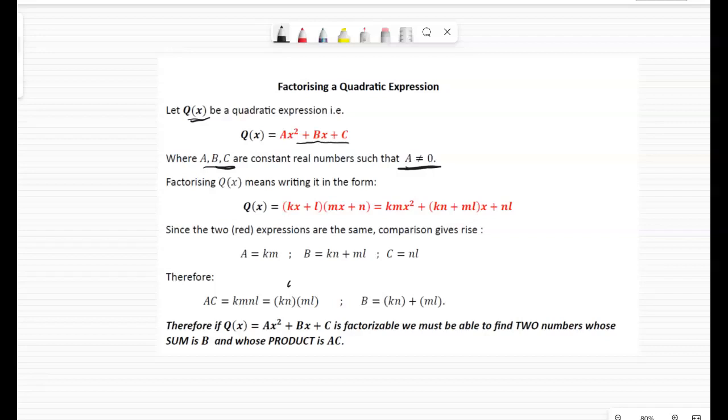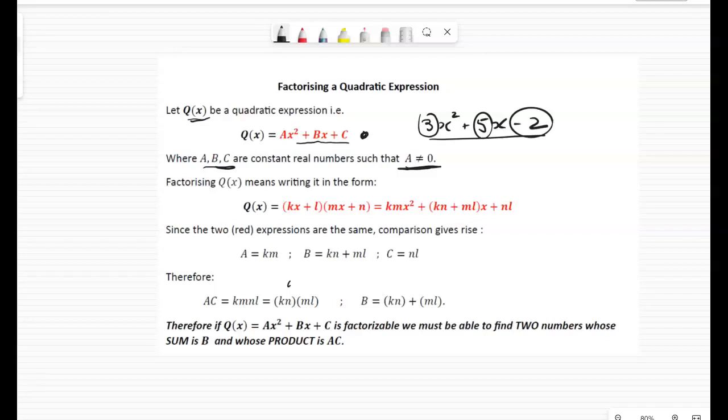Now, the restriction that a is different from 0 is important, for otherwise the right hand side of the expression q(x) is going to be a linear polynomial rather than a quadratic polynomial. An example of q(x) would be 3x squared plus 5x minus 2. This is a quadratic expression in which a is 3, b is 5, c is minus 2.